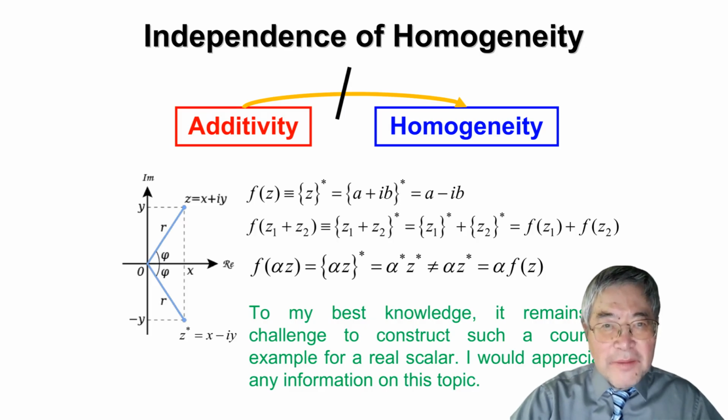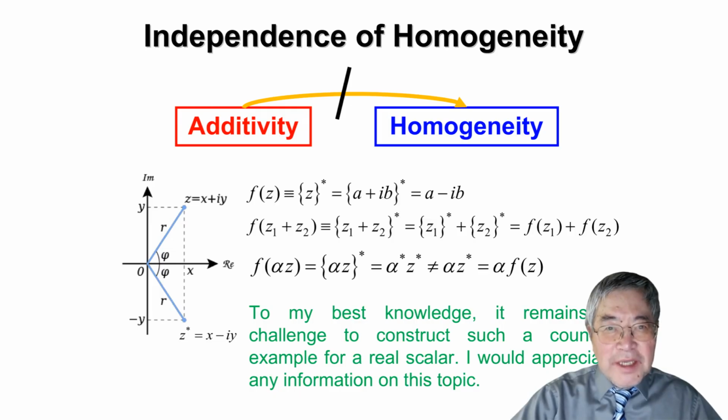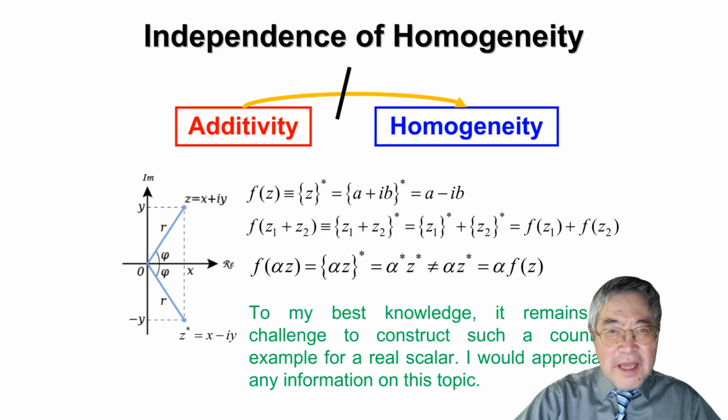In the previous slide, we explored how additivity and homogeneity can be equivalent under certain conditions, like continuity. But here we will see that equivalence doesn't always hold. Let's break it down. This example focuses on the complex conjugate operation. The system is defined as f of z equals z star, where z equals x plus iy. Taking the conjugate of z flips the sign of the imaginary part, so f of z equals a minus ib.